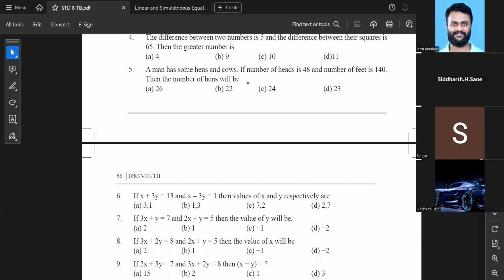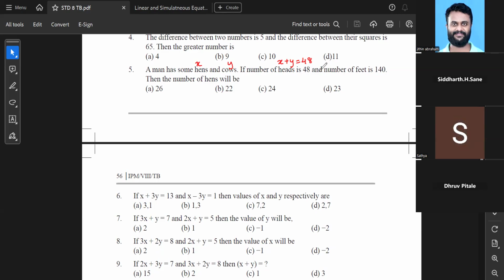Okay. Now, ठीक है. So hens and cows both will have one head each, right? That means the total number of hens and cows will be 48. Is it clear? So let me say that the number of hens will be x and the number of cows will be y. If the total number of heads is 48, then x plus y is equal to 48. Do you agree with this? Yes, sir. So that's your equation one.